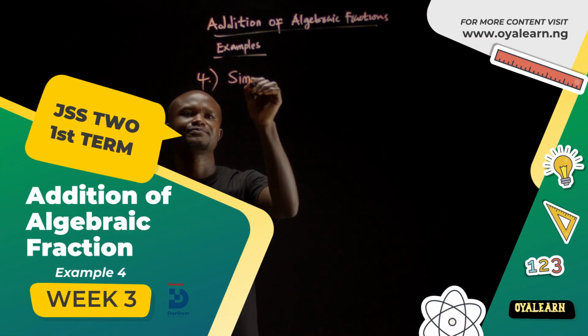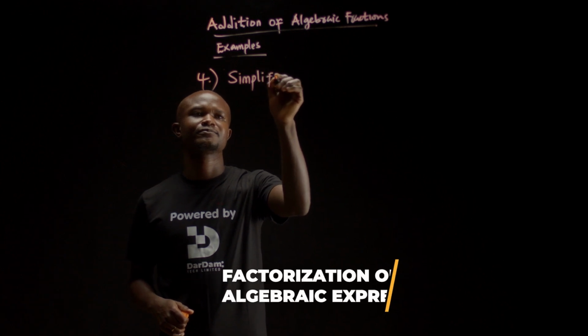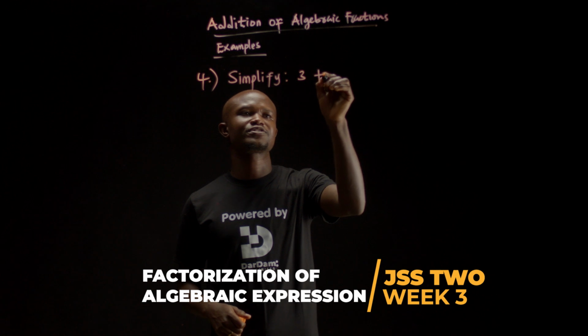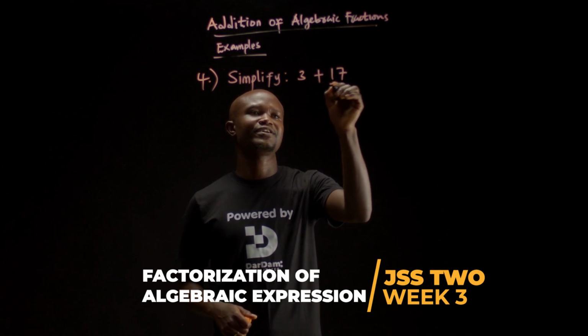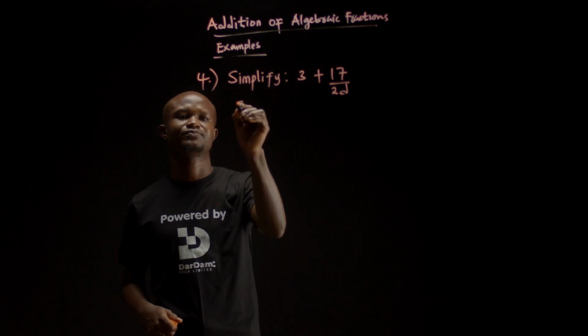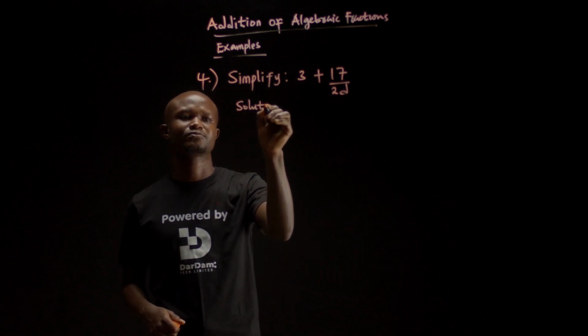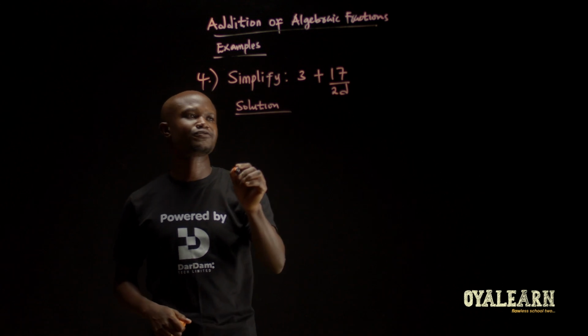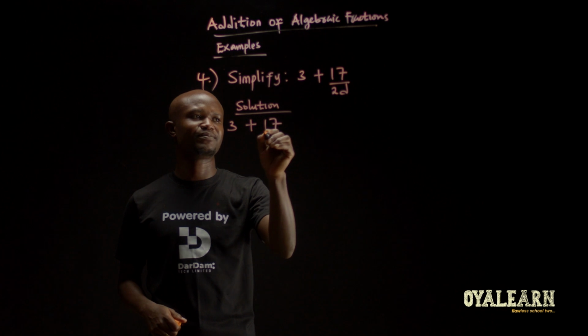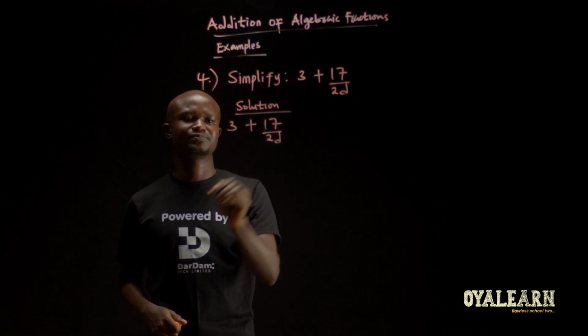Simplify. 3 plus 17 divided by 2d. Solution. So we have 3 plus 17 divided by 2d.